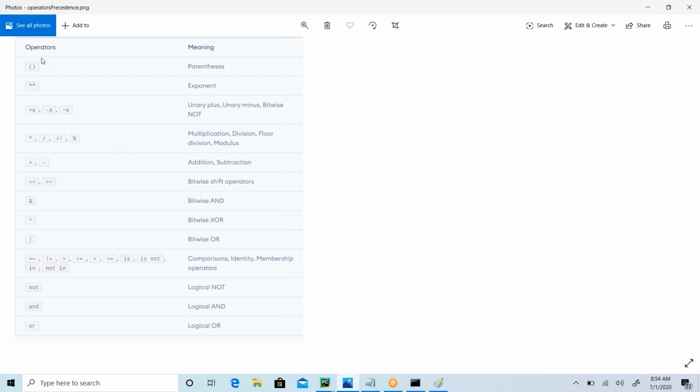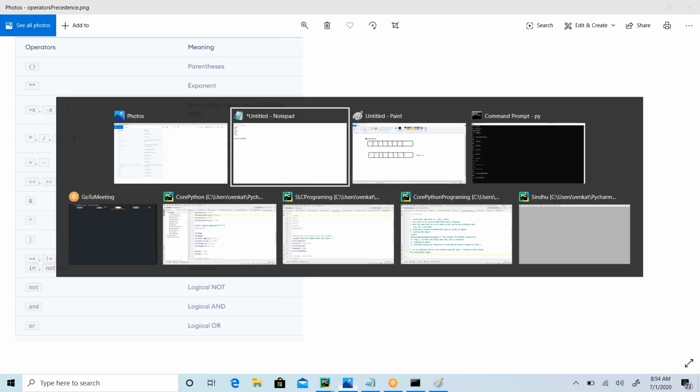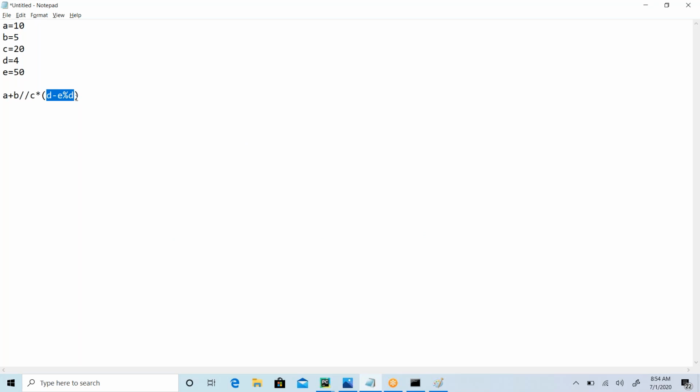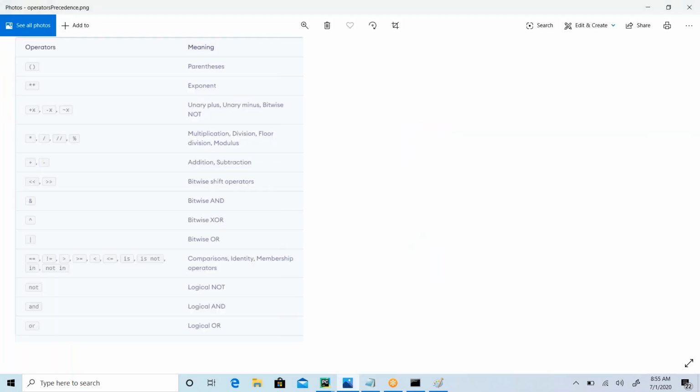If you look at this, parenthesis gets the highest priority. Here I have the parenthesis, so whatever is inside it is going to be evaluated first. So d minus e mod d is evaluated first. Again, I have minus and I have the modulo operator. Out of these two, which is evaluated first? Modulo operator is here and minus is here. The first priority is the modulo operator, so the modulo operator is going to be applied.